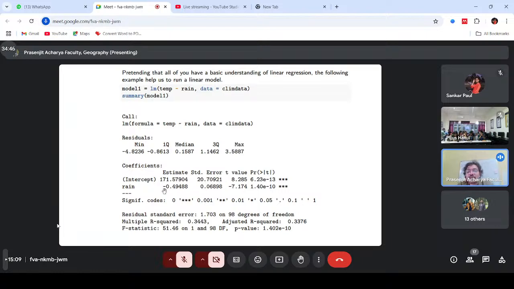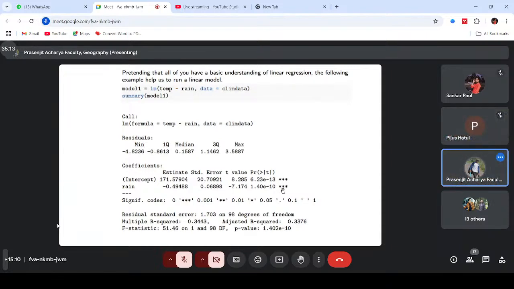We are more concerned about this. If we divide this estimate by the standard error, we get the t value. Once you get the t value, the system looks into the standardized t distribution table and picks up the corresponding p value. In both cases, we have statistically significant estimates.